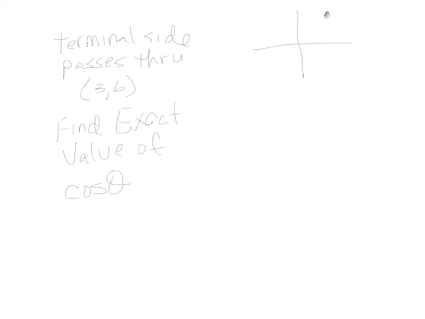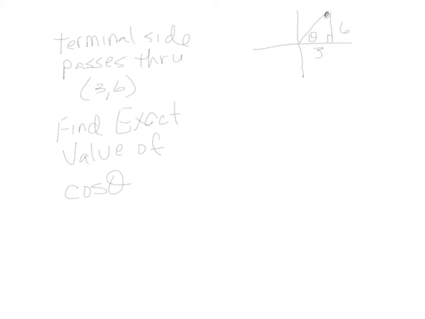So from that point, draw a line to the origin, and then from that point, drop a perpendicular straight down to the x-axis. Your theta will always be what's inside the triangle at the origin. That's theta. Now, the two sides that you just plotted, put those numbers on the triangle. 3, 6. We moved to the right 3. We moved up 6.